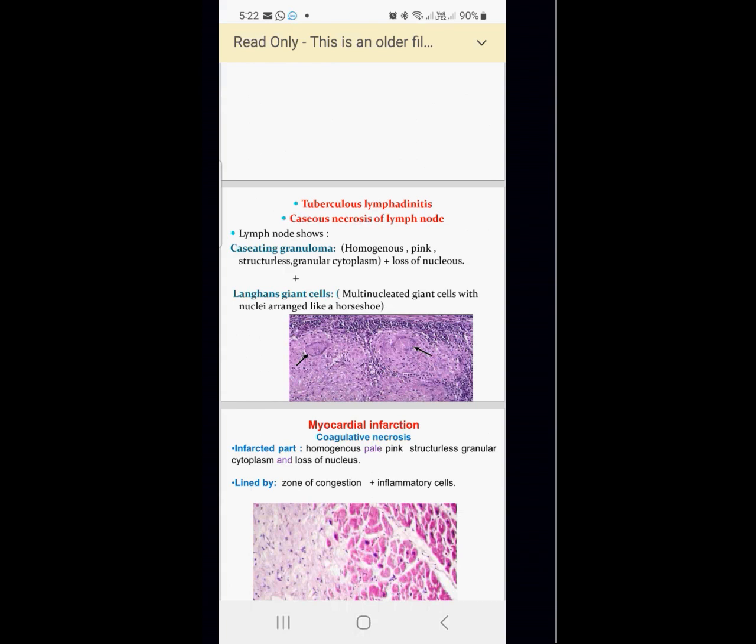Spot diagnosis. Under the microscope for the myocardial infarction or for the coagulative necrosis, coagulative necrosis usually resulting from ischemia, resulting from the infarction. So infarcted part هتكون homogeneous, pale, pink, structureless, granular cytoplasm, and loss of the nucleus. So loss of the nucleus لأنه حصل لي cell death. Lined by zone of congestion plus inflammatory cells.